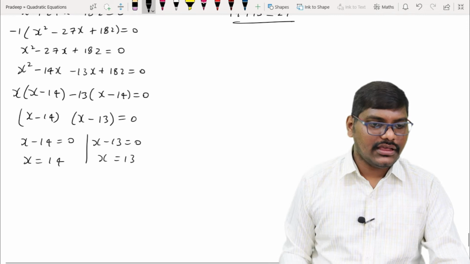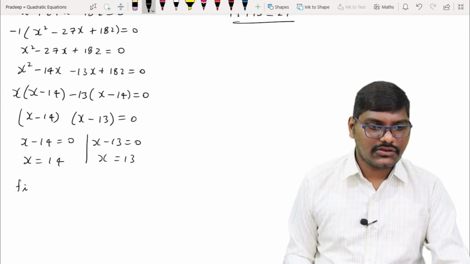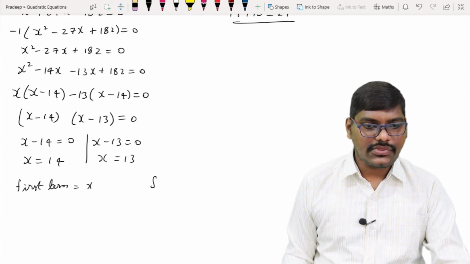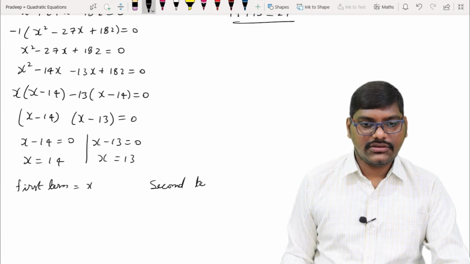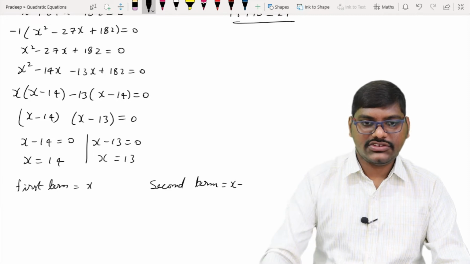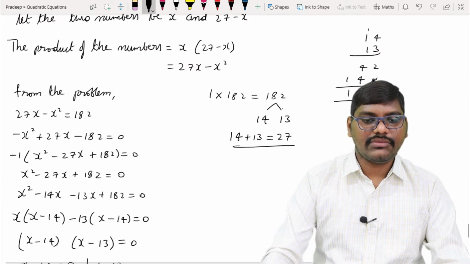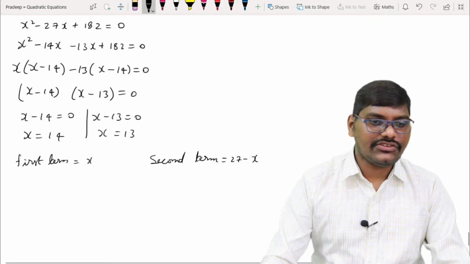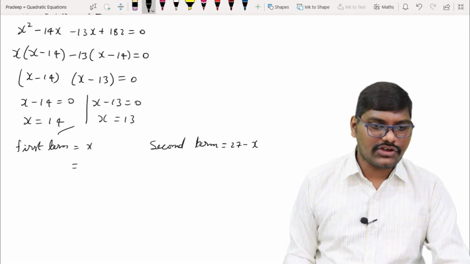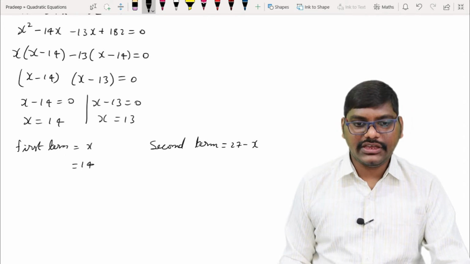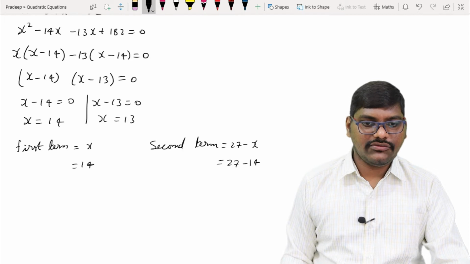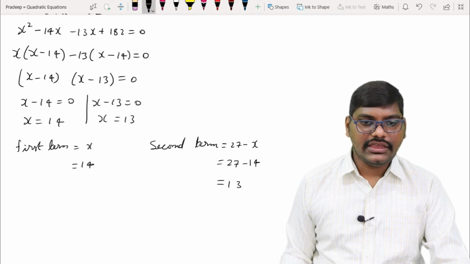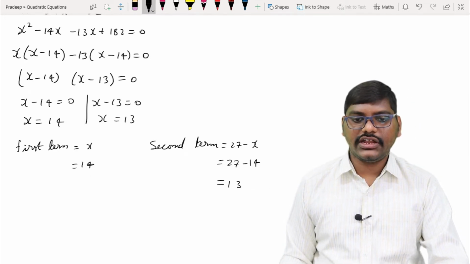So I can write here, the first term we took as x and the second term we took as 27 minus x. So I can write second term 27 minus x. So we'll just see both of the cases. In the first case, if we take x equal to 14, then we have to get 27 minus 14, which is nothing but 7 minus 4, 3, and 2 minus 1, 1, that is 13. So in this case we got one value as 14, other value as 13.